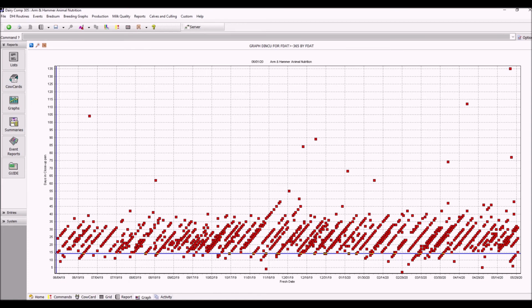In this particular herd, they do a great job moving animals on time, based on days carrying calf, to the close-up pen. But again, there's always room for improvement, and that's what we're looking for. We just want to make sure to find the opportunities so we can be more consistent.